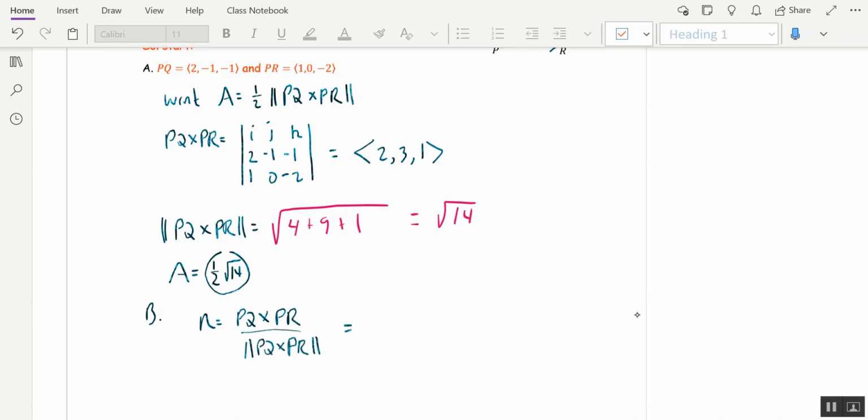Okay, well, I've computed all those quantities. The length of PQ cross PR is root 14. So I've got a 1 over root 14, and then PQ cross PR is the vector 2, 3, 1. And then you could distribute if you want. I'm going to leave it like that.